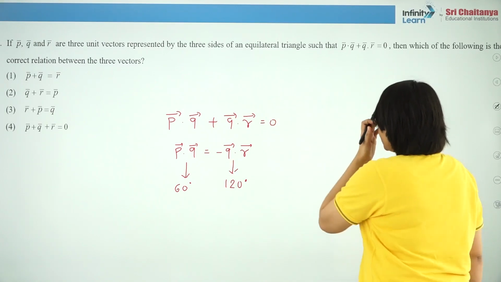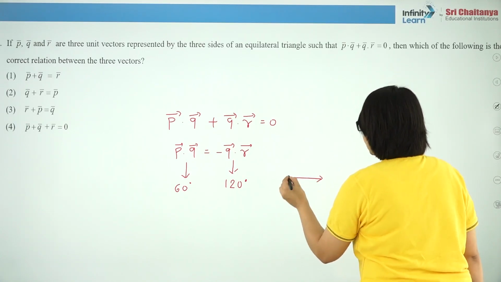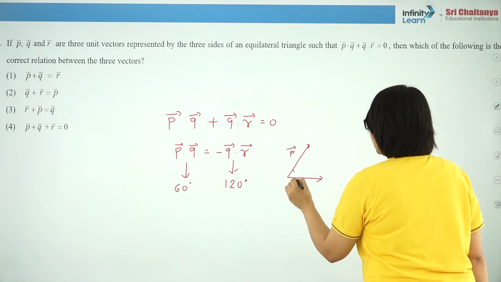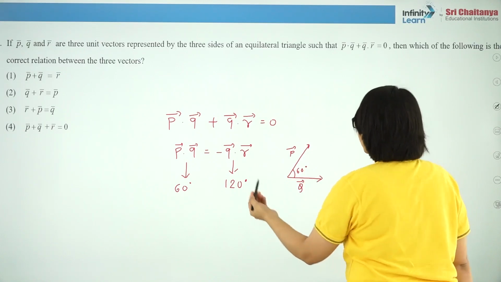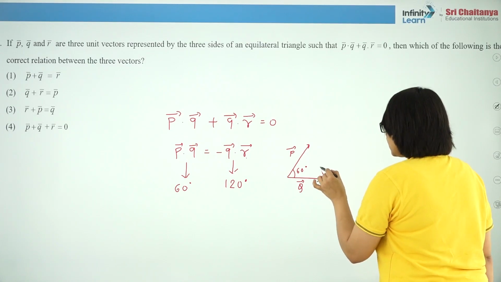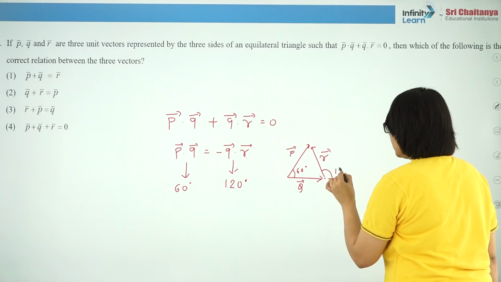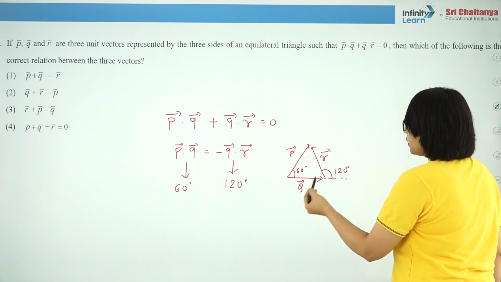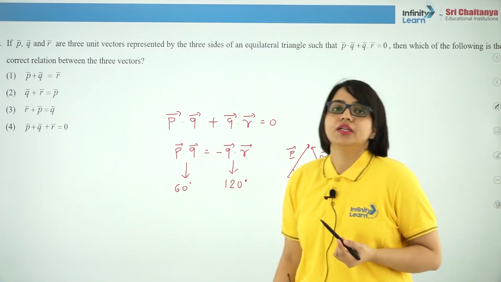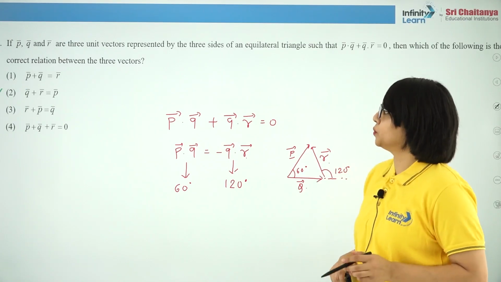Okay. Now, let us draw one diagram. So, let us say this is your P vector, this is Q and the angle is 60 degree. Now, angle between Q and R must be 120 degree. So, let us say this is your R and this angle will be 120 degree. By looking at this triangle, you can see that Q plus R is equal to P. Using triangle law of vector addition, Q plus R is equal to P, which is option 2.